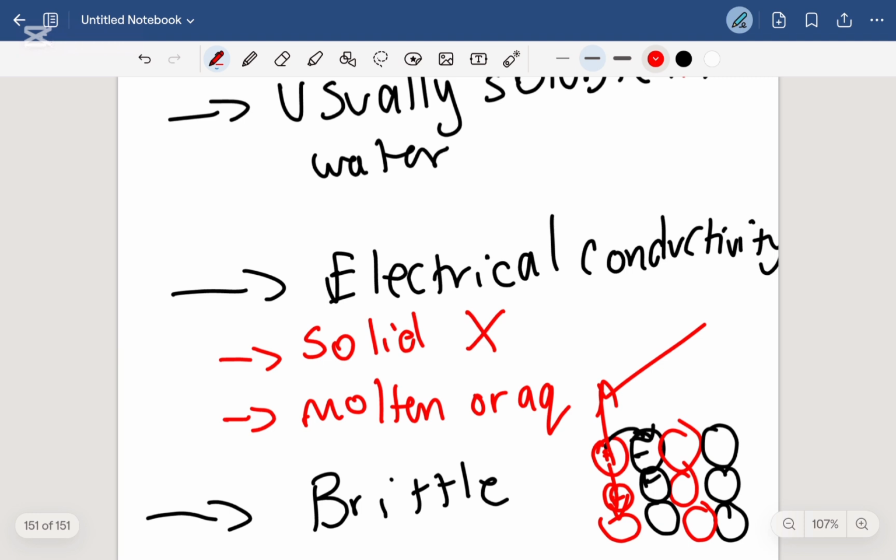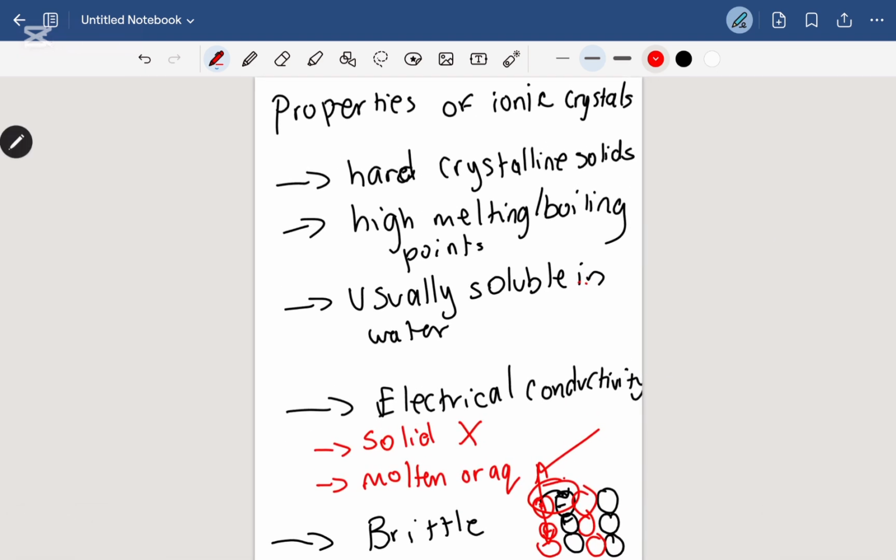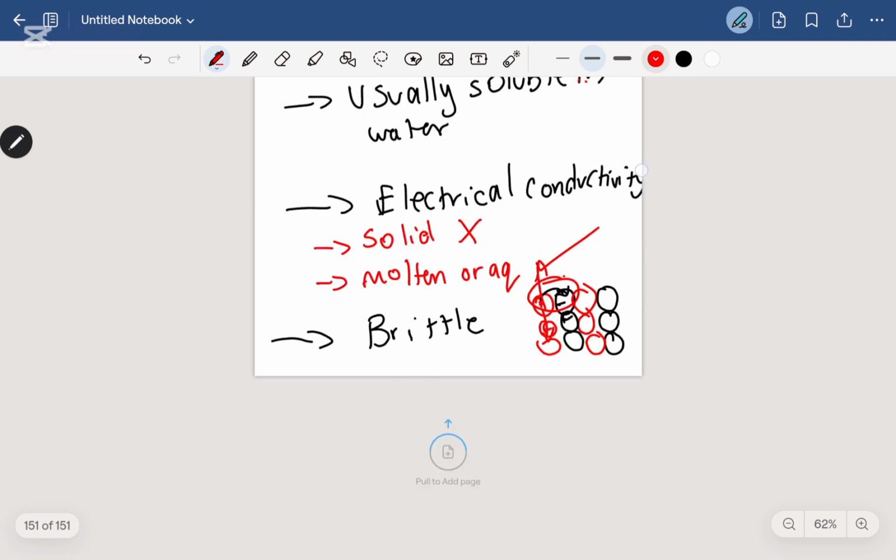So they are hard. Like you hold them, they are hard because of the strong attractive forces between the ions sitting next to each other. But the ions that are on top of each other, they are the same charge, so they're gonna repel each other. Okay, and this causes them to be brittle. That means they can break easily. And that is pretty much it for ionic crystals.